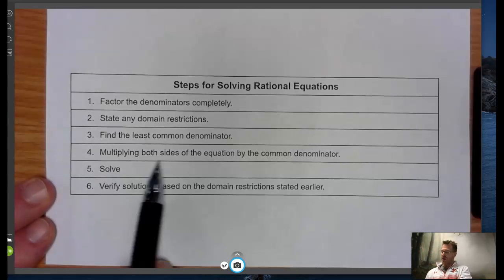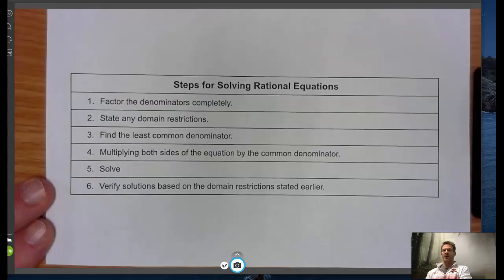Then we're going to multiply both sides of the equation by that common denominator. So now we're going to get into the lesson before the prior lesson, which was those multiplying ideas. Then we're going to solve. And then we just need to compare the solutions we get against those domain restrictions.